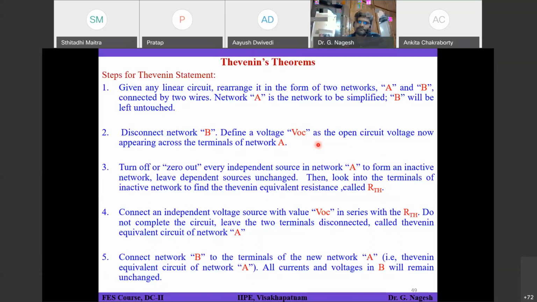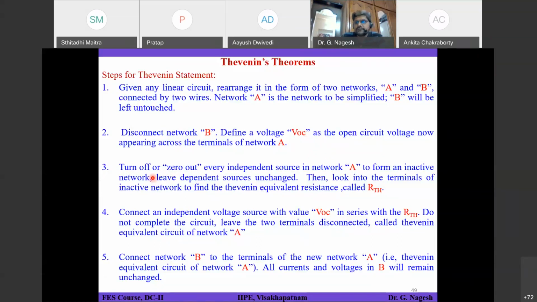Okay. Next, you have to find out RTH. So how to find out RTH? Step 3 will say that turn off all your independent sources in the network to form an inactive network. Inactive network means there are no independent sources in your network.